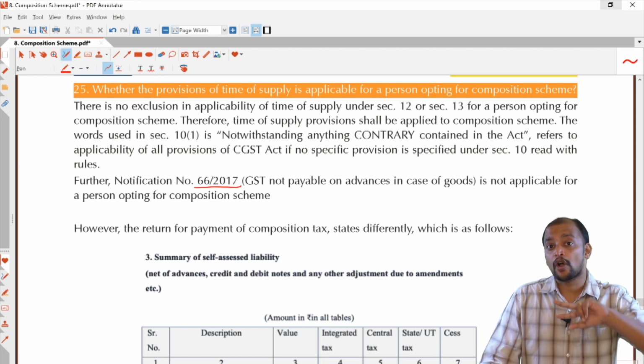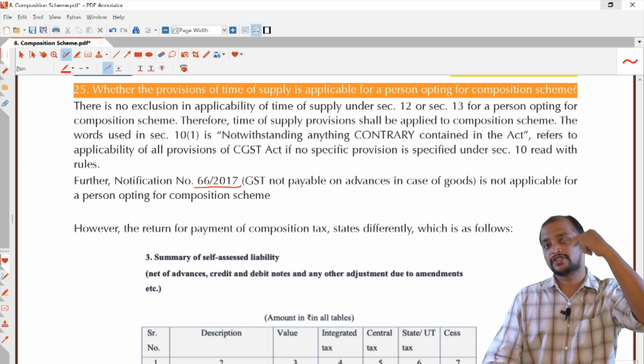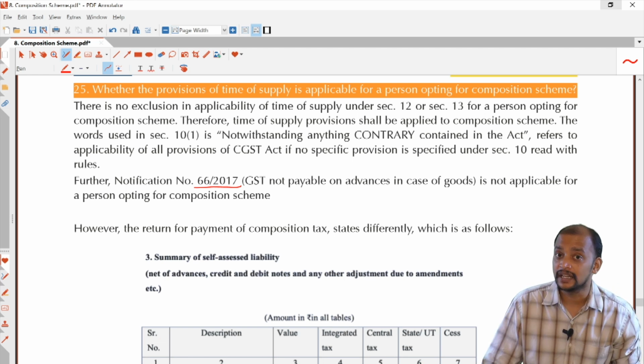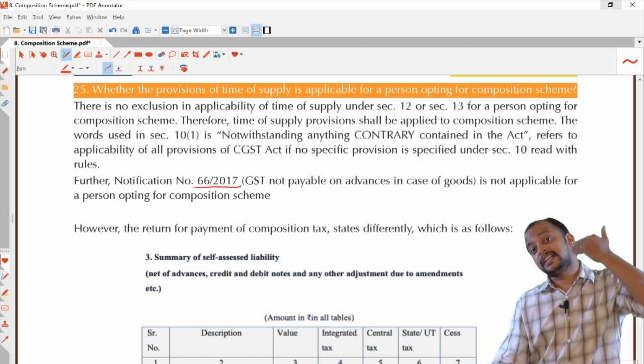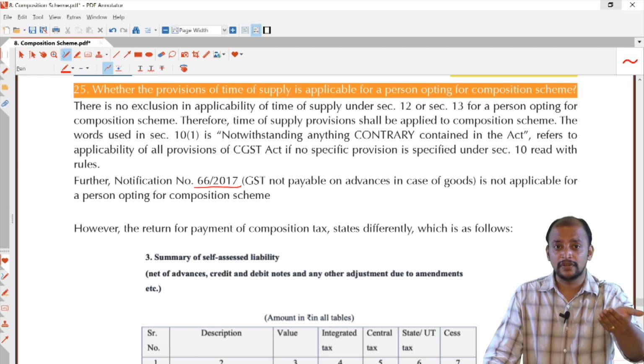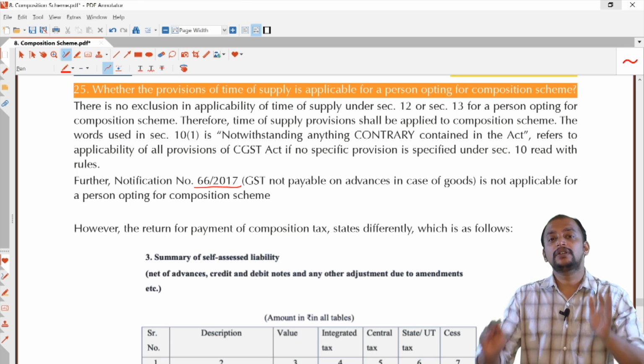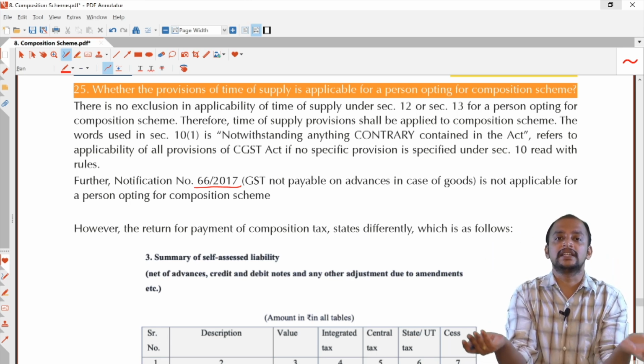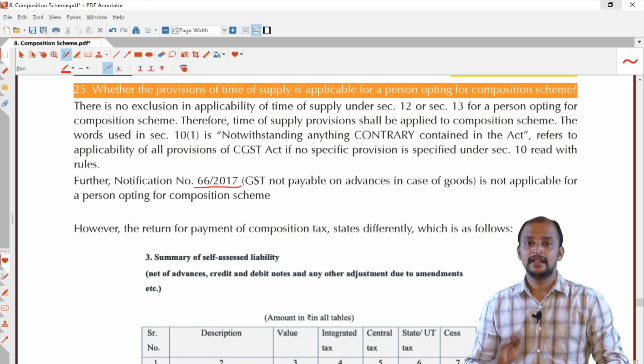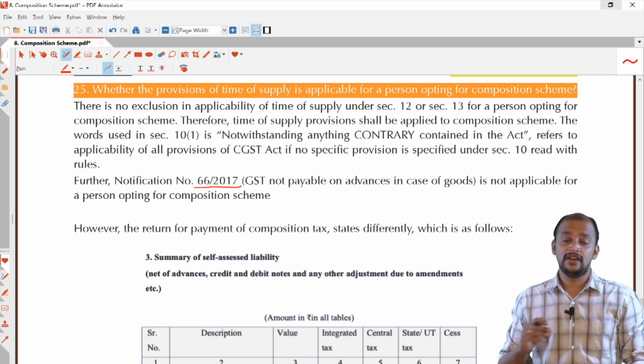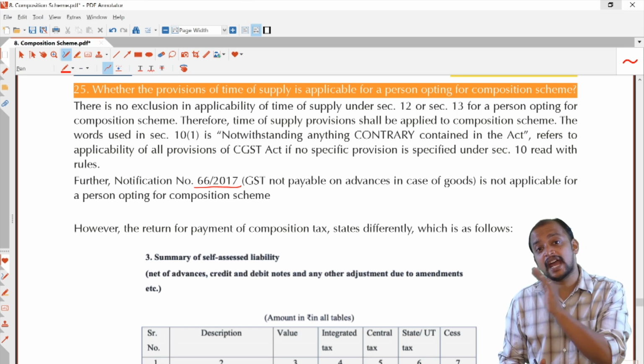Notwithstanding anything contrary to the provisions of this act, which means if there are any contrary provisions, then only it will not be applicable. But about time of supply, nowhere it is given in section 10. Then how to interpret this? Now let's see the return mechanism.